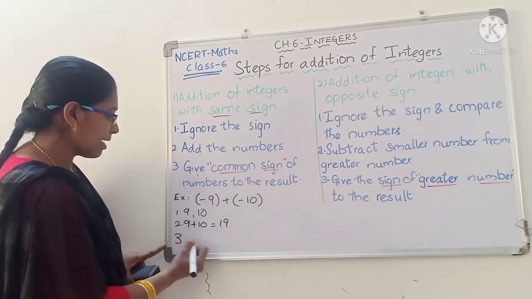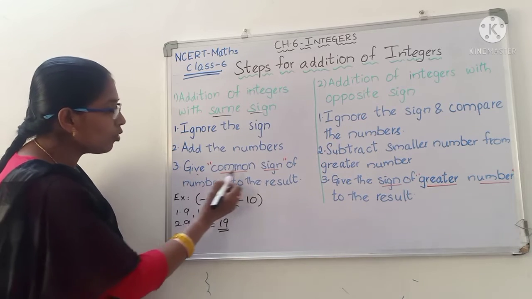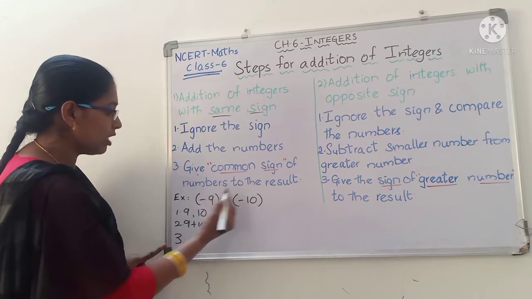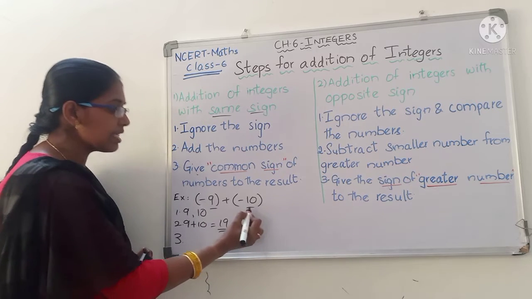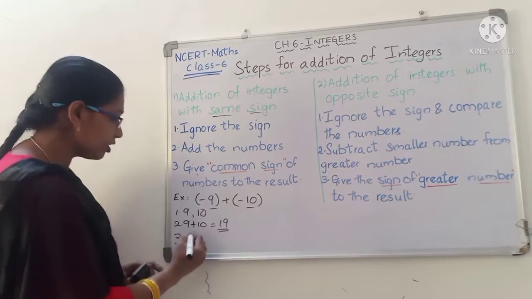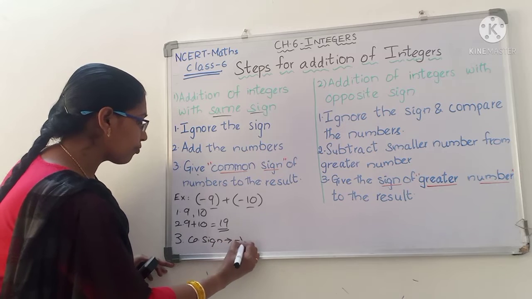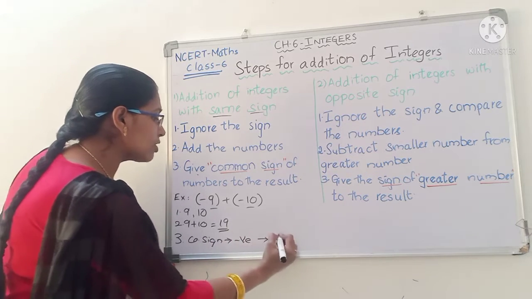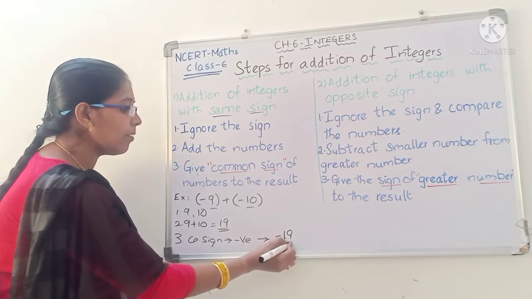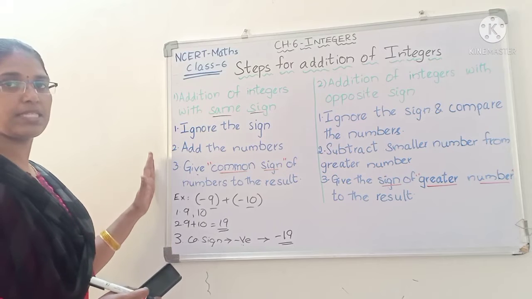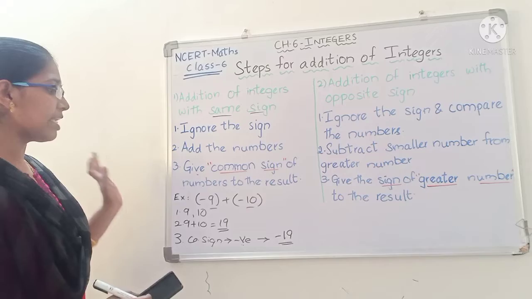19. In the third step, this is the result you got in the second step. You got 19 as a result. Give the common sign of the numbers to the result. What is the common sign of the numbers given? Here, the numbers given are minus 9 and minus 10. That is, both numbers are negative. So, the common sign is negative. So, the result will also be minus 19. Apply this negative sign to the result. So, you got minus 19. These are the steps you follow when you add integers having the same sign.